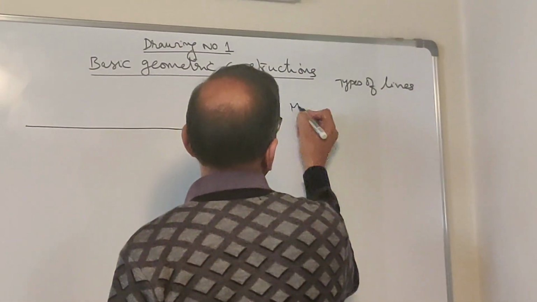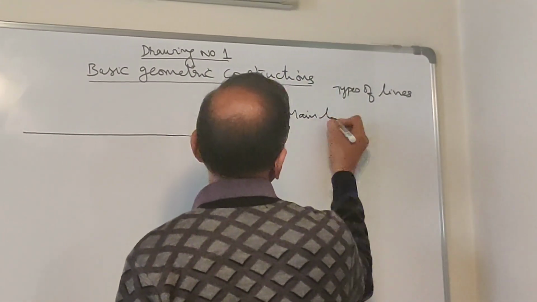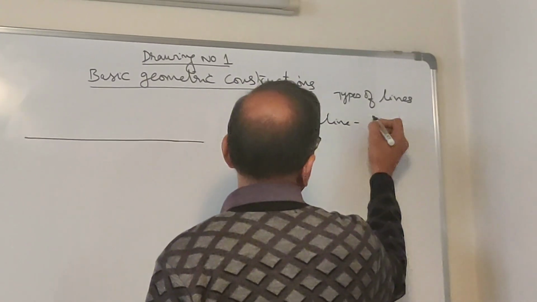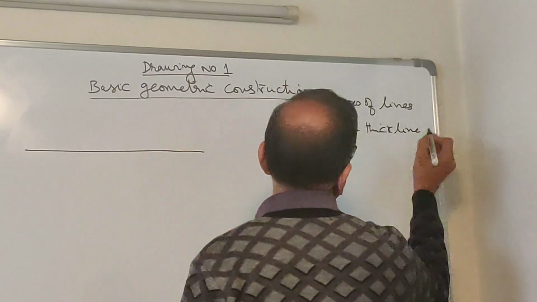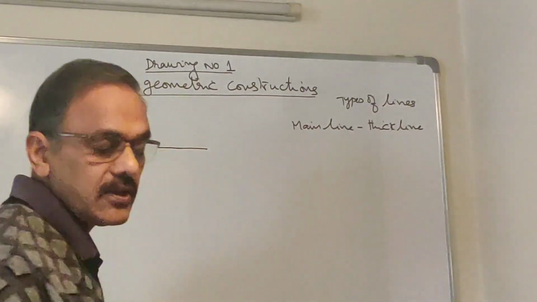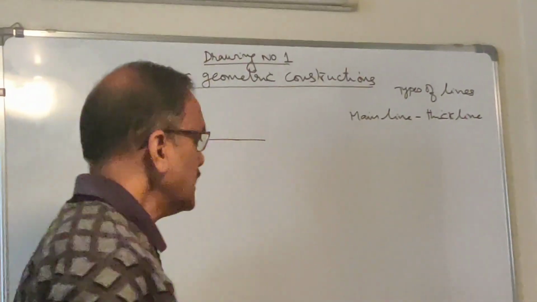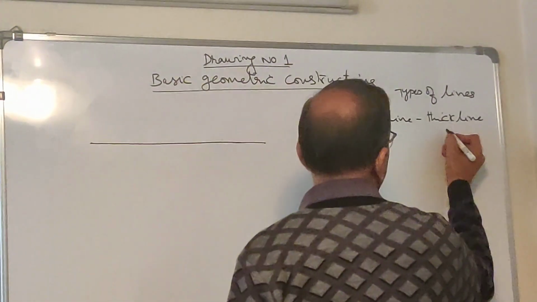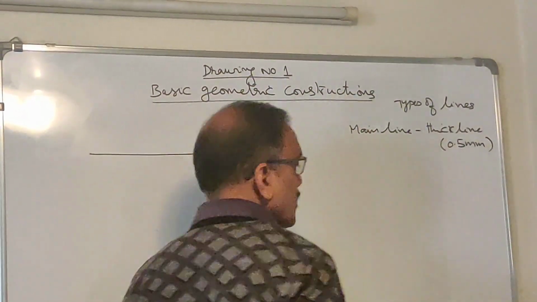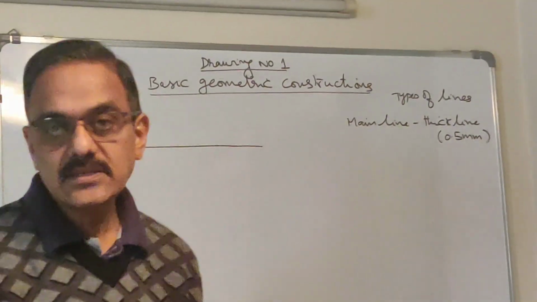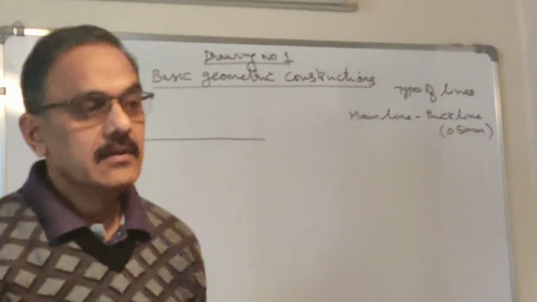The first one is main line. Main line is drawn as a thick line. When I say thick line, when you use the software, the thickness that is used is 0.5 mm. The thickness or the width for the line used is 0.5 mm.